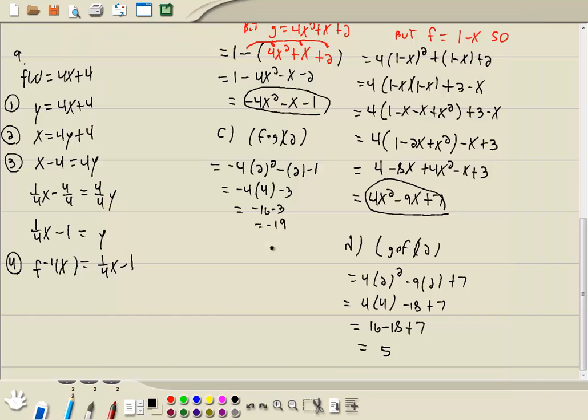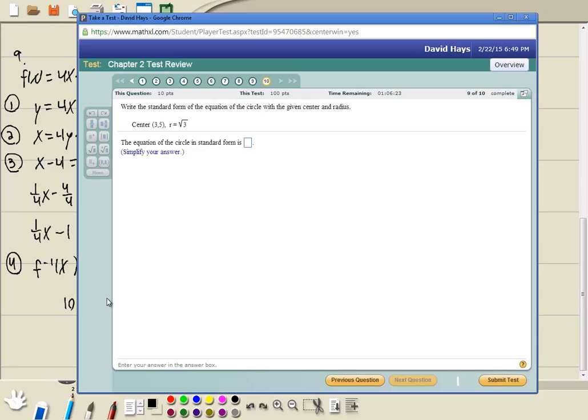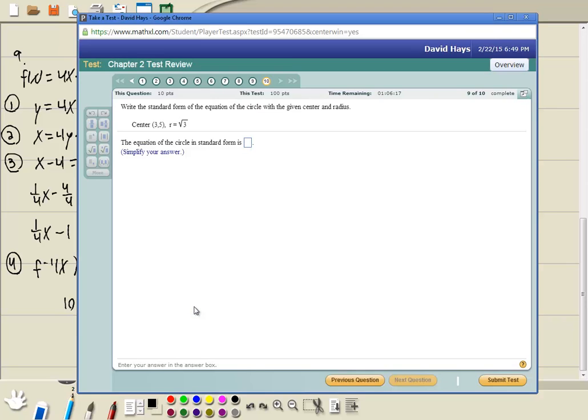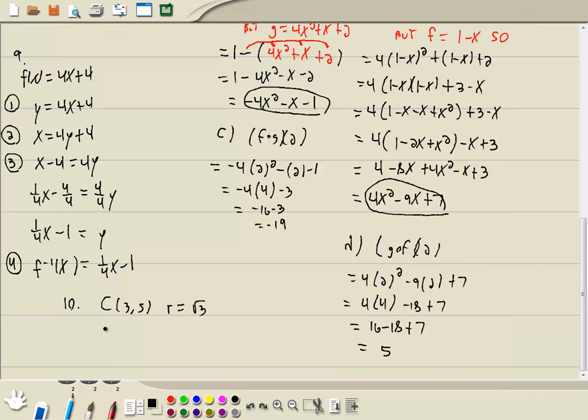And write standard form given that information. Given center is (3, 5), and radius is square root of 3. Now our standard form is (x minus h) squared plus (y minus k) squared is equal to r squared. Now if they're given a center, they're giving you h and k. So that's h and that's k. So plug it in. So we got (x minus 3) squared plus (y minus 5) squared is equal to the square root of 3 squared. And square root of 3 squared gives you 3.